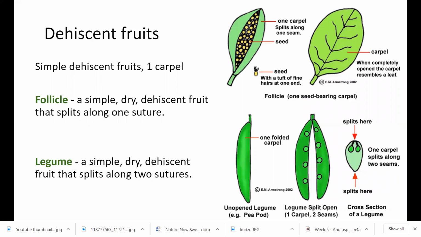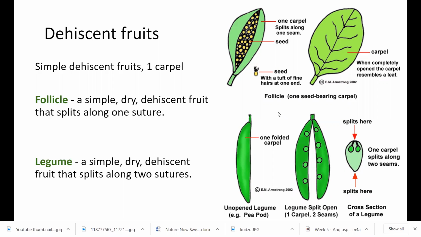So just a little illustration here, looking at simple dehiscent fruits with one carpel, right? So there's two kinds. The follicle is shown at the top, and this is a simple dry dehiscent fruit. It splits on one suture, right? So you can see this one seam, right? This is a single carpel and the seeds are inside. And this is the carpel itself, right? And then on the bottom, right, we see examples of legumes.